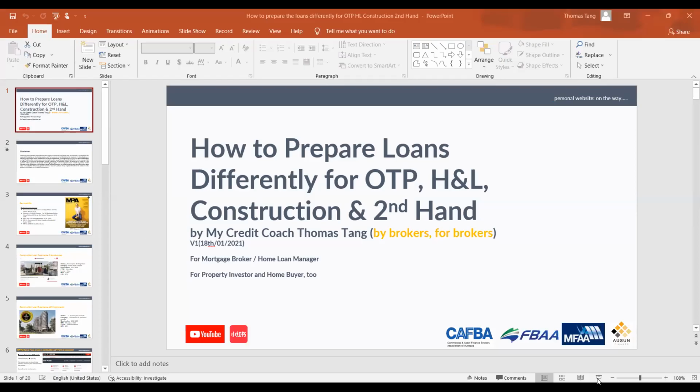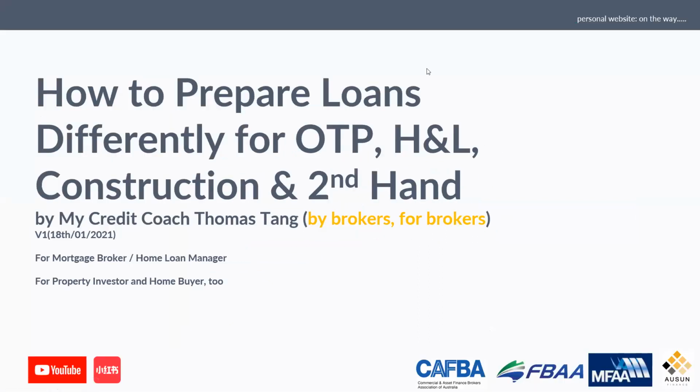Good morning. Yesterday someone asked a great question about what's the difference and how to prepare a loan application differently for different types of security, such as off the plan, house and land, construction versus secondhand. Of course, at the end, I also add commercial properties. So mainly around the timeline of the security.